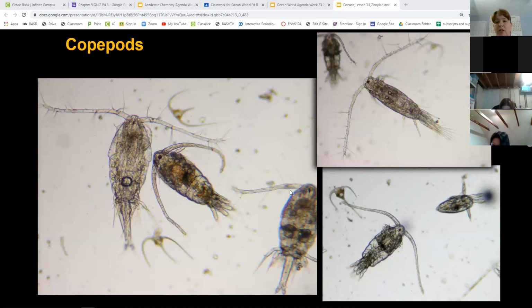So even though they are tiny, they are the most abundant animal on the entire planet. The copepods are the most abundant animal.